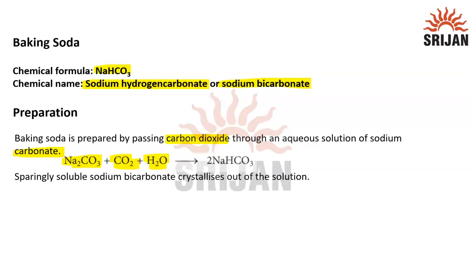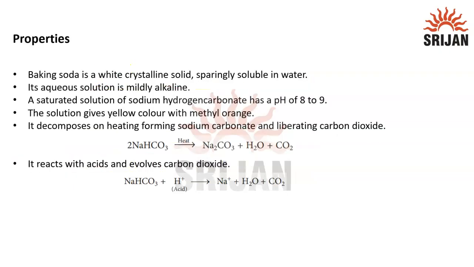Basically, the sparingly soluble sodium bicarbonate crystallizes out of the solution. Means as it is very less soluble in water, it will simply crystallize out from the solution and we will get this product, which is baking soda. So its properties: it is a crystalline solid, sparingly soluble, means a bit difficult or less soluble in water.